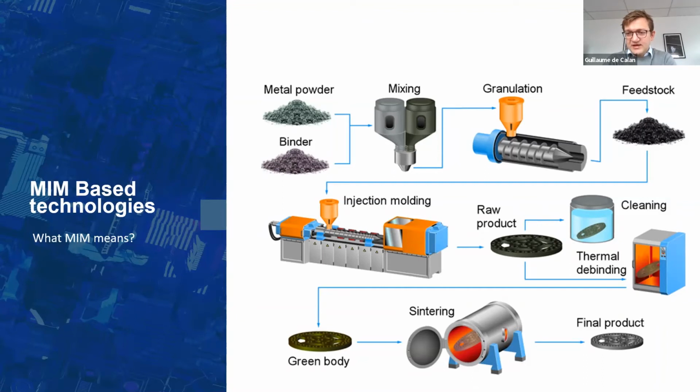You will usually do debinding, either thermal debinding or chemical and thermal, to remove the binder. And then, I don't exactly agree with the names here. The green body for us is just after injection. And then you have what we call a brown body after debinding. You put it in a furnace, you heat it up to make sintering, and you end with a metal part.